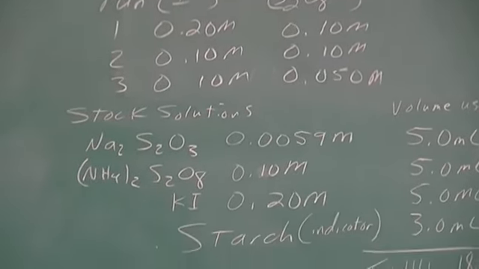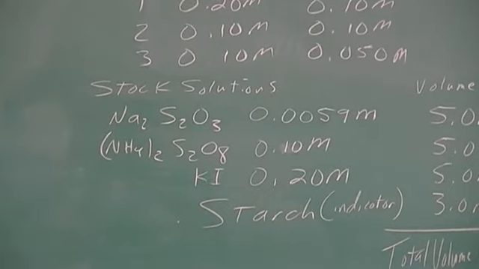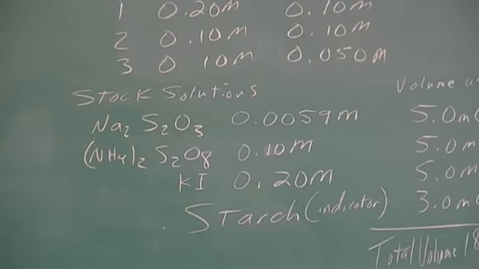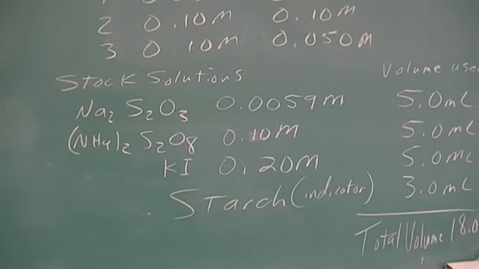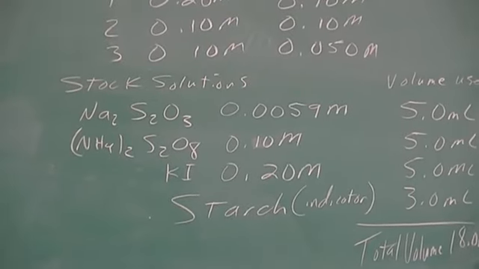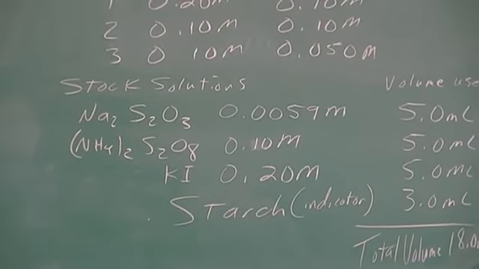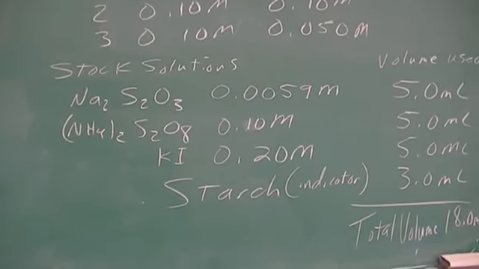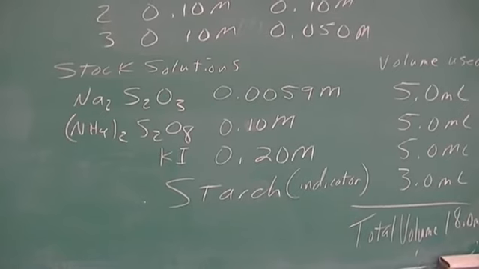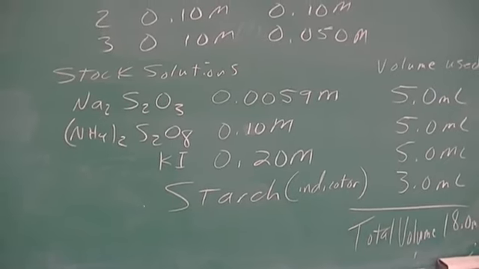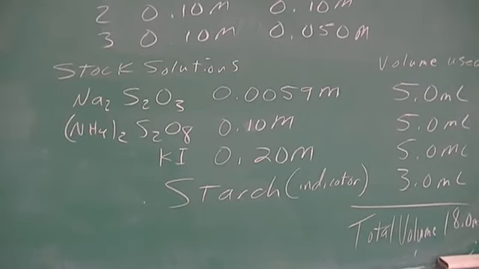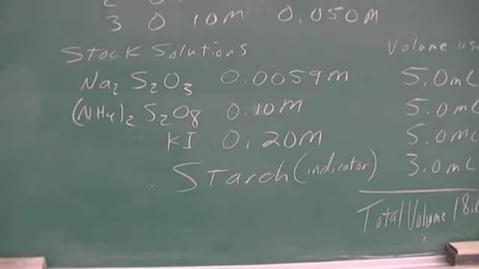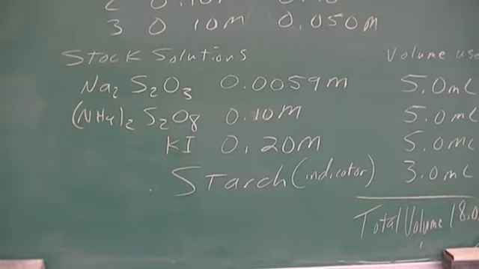All right, so it also asks for our stock solutions, and so on your data sheet you have stock solution for Na2S2O3, and I will show you the bottles of these. The first one, the S2O3^2-, is 0.0059 molar. The S2O8^2- stock solution, the bottle that is given, is 0.10 molar, and the KI stock solution is 0.20 molar. And then there's also going to be a starch given, and that is an indicator, so we do not need a concentration for that. We're adding the starch so that it will react with the I3- and turn blue, and we will know when to stop our reactions.